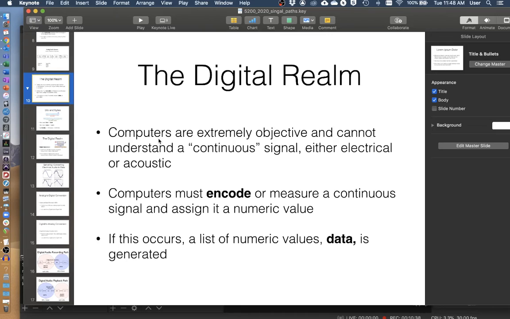Contrary to how we understand computers, they're very useful. We use them all the time, smartphones, tablets, etc. But computers are extremely simple and require a 1 or a 0 at every point. Everything must be measured and encoded. Computers are objective. They cannot understand a continuous signal, either electrical or acoustic.